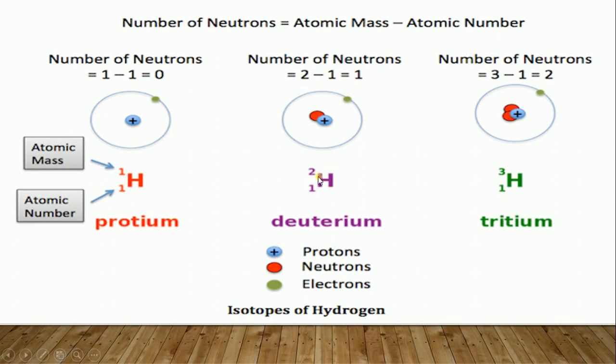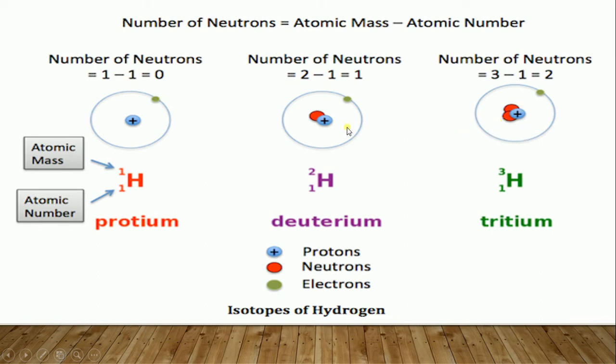Now come towards hydrogen 2. How can we find the number of neutrons of this hydrogen 2? Atomic mass minus atomic number. So the number of neutrons of this hydrogen is only 1. So we can see here that there is only one neutron. Now, how can we find the number of neutrons of this hydrogen? Atomic mass minus atomic number. The atomic mass is 3, the atomic number is 1. So 3 minus 1 is equal to 2. So there are 2 neutrons in this hydrogen atom.